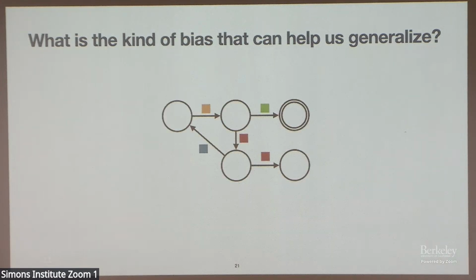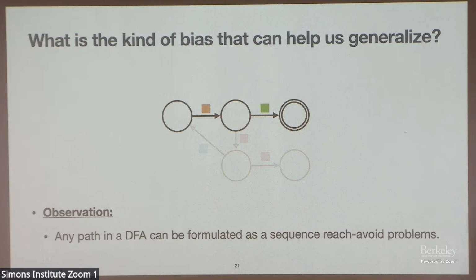So let's take a look at the DFA. This DFA, it's not a reach DFA, it's not a reach avoid DFA. It looks like a reach DFA, but not exactly. So it kind of resembles all of them. And actually here we can observe that any path in a DFA, once you fix that path, it can be formulated as a sequence of reach avoid problems.